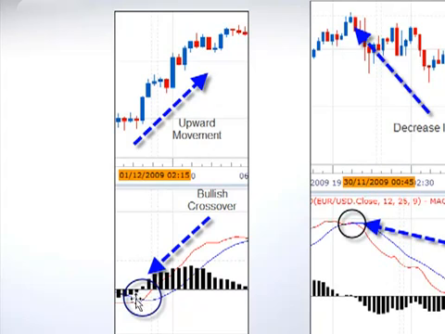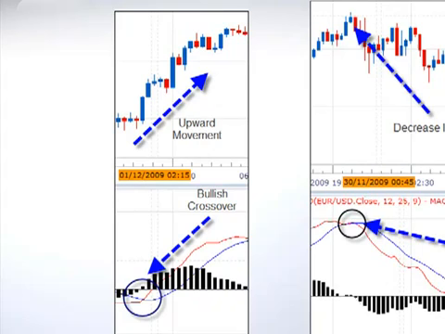When the histogram flips from down to up, it's called a bullish crossover. When the histogram flips from up to down, it's a bearish crossover, and it allows you to trade the crossover. So you need not have the two lines. If your trading platform does not have the MACD signal line and the MACD line, don't worry, you can use the histogram to trade this crossover.